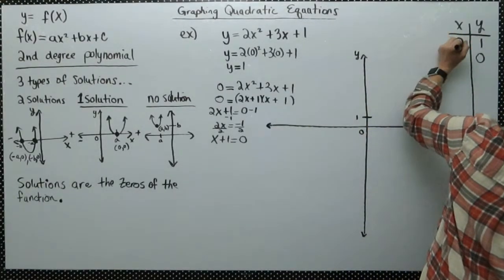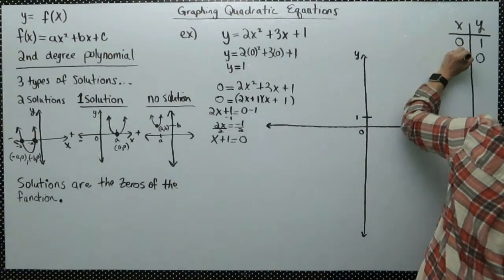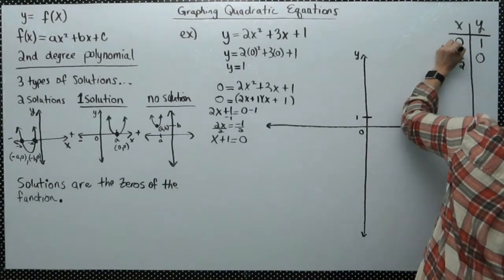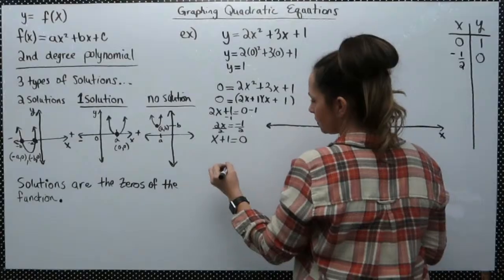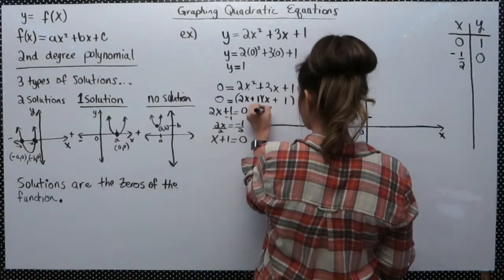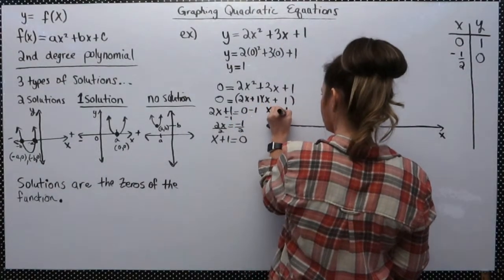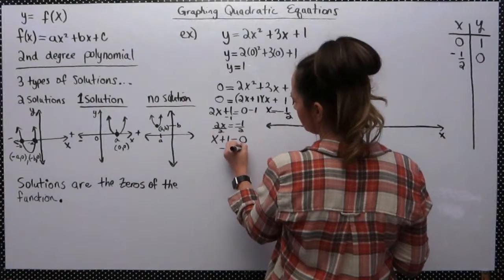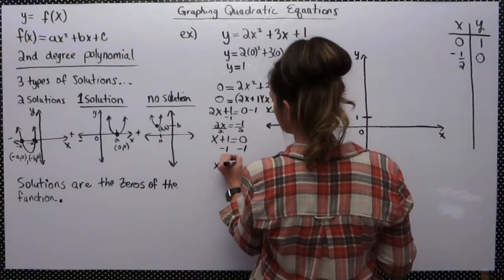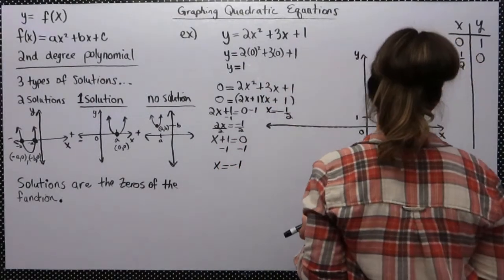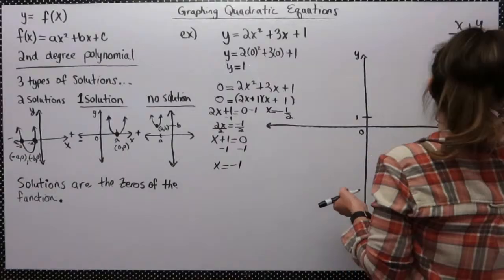So we've got x equals negative 1/2. And then subtracting 1 from both sides here, x equals negative 1. So we put negative 1 first.